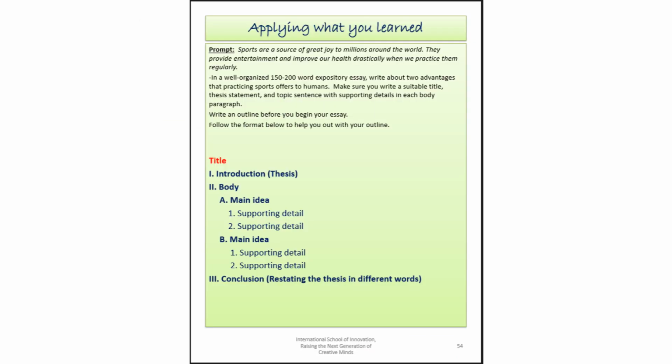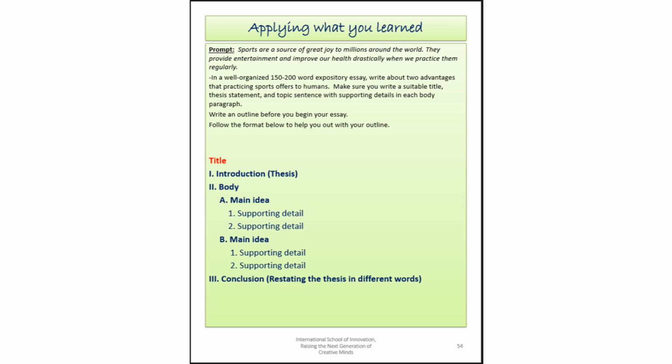Now it's your turn to apply. There is a prompt here. Sports are a source of great joy to millions around the world. They provide entertainment and improve our health drastically when we practice them regularly. In a well organized essay of 150 to 200 words, write about two advantages that practicing sports offers to humans. So you have to write about two advantages. Make sure you set your suitable title, thesis statement, and topic sentence with supporting details in each paragraph.